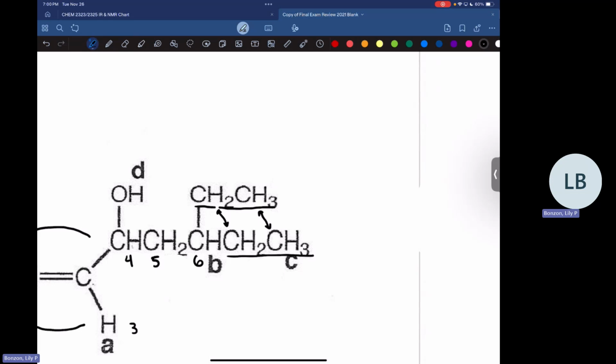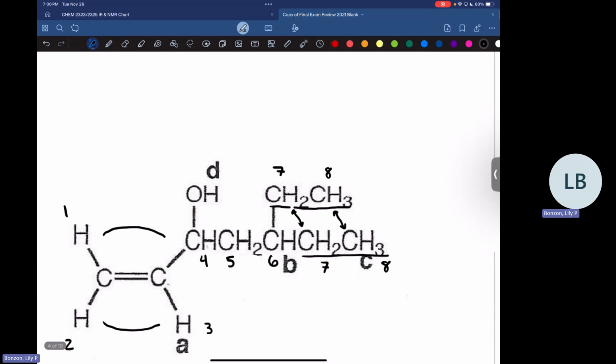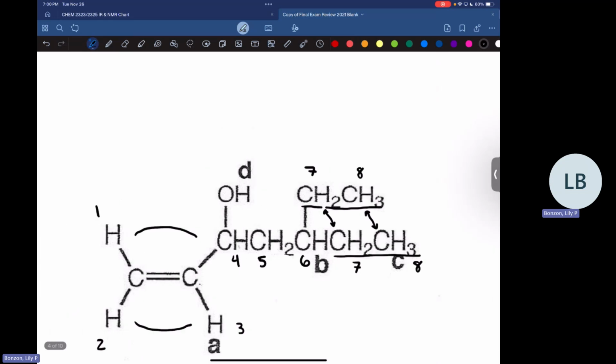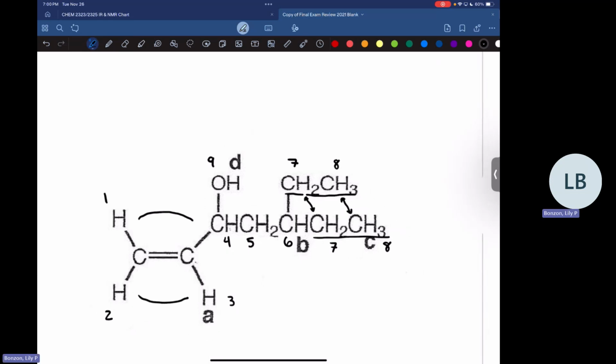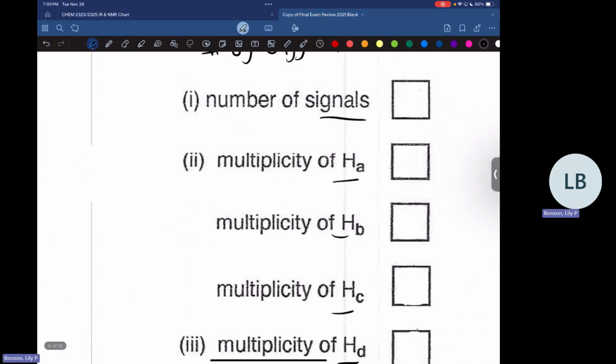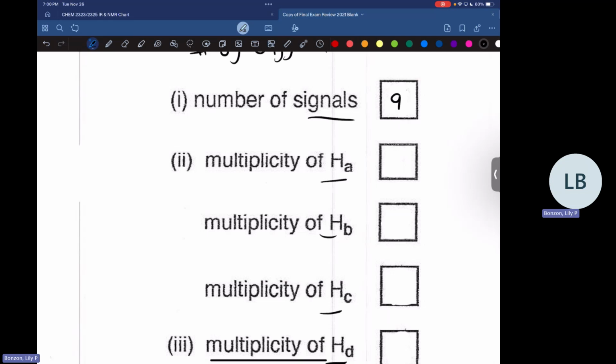So the CH2s of those ethyl groups are both going to be giving us the same signal. So we're going to number that as 7. The CH3 would give us a different signal, which would be 8. But both of the CH3s would be that same signal. So those will both be 8. And then we have this OH, which is obviously different as well. So that's going to be number 9. So we have 9 different hydrogen signals. So we're just going to put 9 in our box over here.